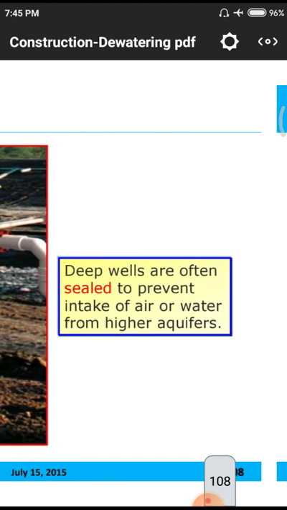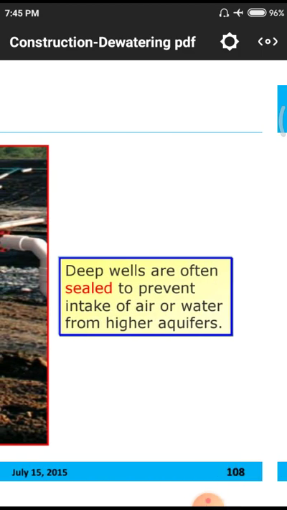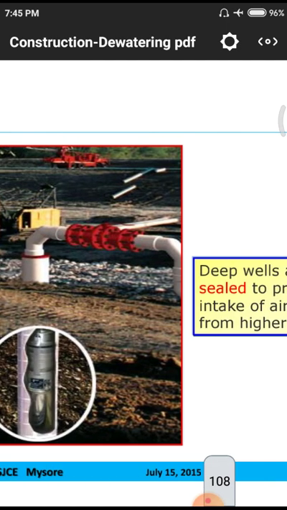Deep wells are often sealed to prevent intake of air or water from higher aquifers. Here the total pumps are sealed with some quantity of red tapes. Here we are having red symbols, meaning all those are sealants. If there is any leakage, water will come with some quantity of air. If there is any leakage, the total leakage will flow with the help of these air bubbles.